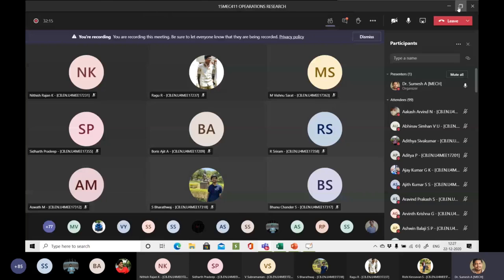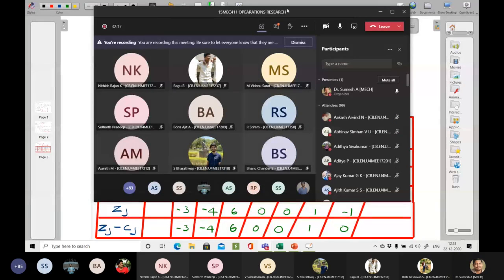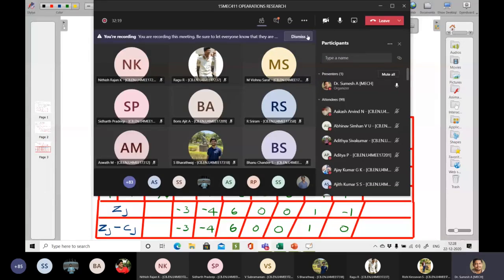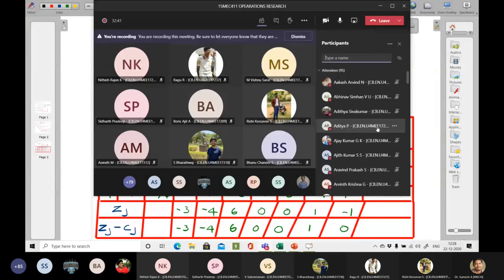Aditya Shivakumar, Aravind Prakash, Aravind Prakash.